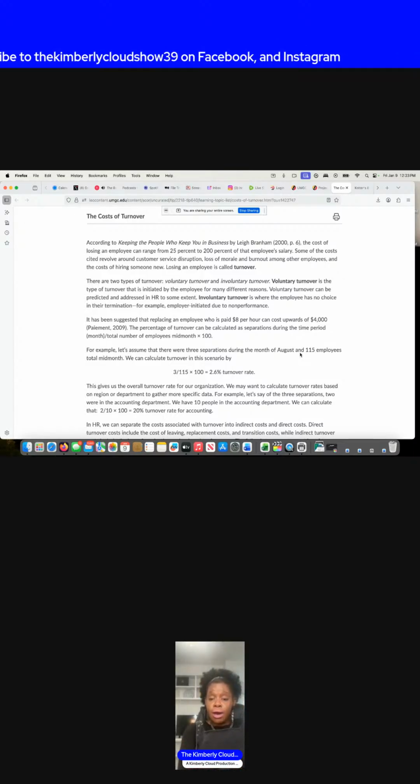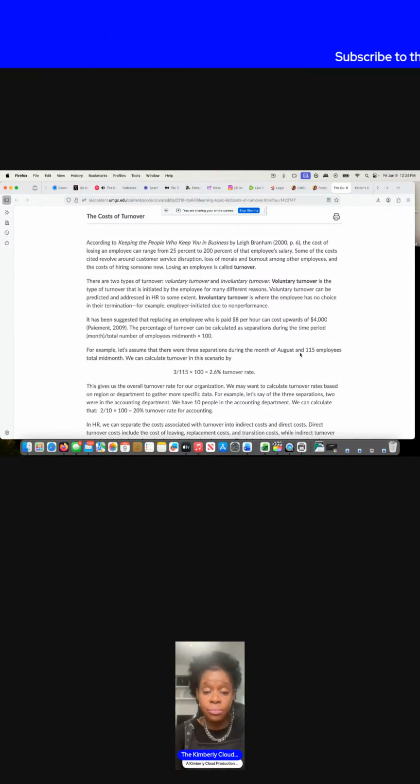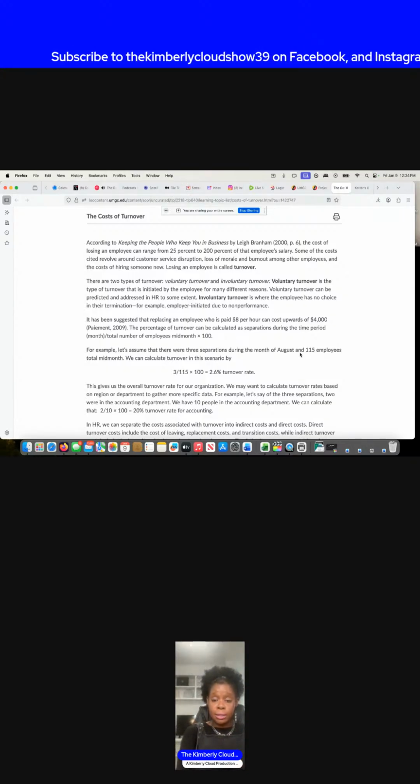We may want to calculate turnover rates based on region or department to gather more specific data. For example, let's say that of these three separations, two were in the accounting department. We have 10 people in the accounting department. We can calculate that 2 divided by 10 times 100 is a 20% turnover rate for accounting.